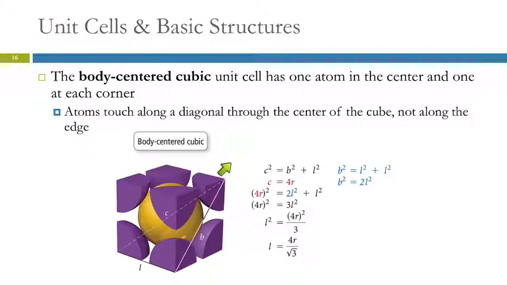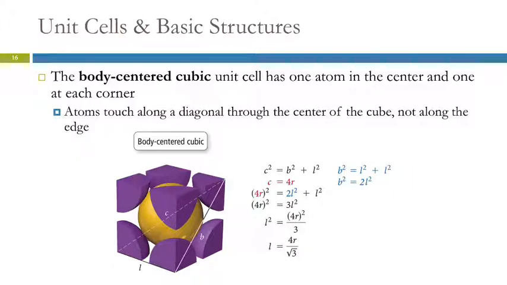The reason we're using c here is because c is a line that's going through this atom, this purple atom, which is directly touching the yellow one, directly touching the purple one. So we can get c in terms of r's, because there's one r for this purple one, two r going through the yellow, and another r for the purple. So c is equal to 4r.